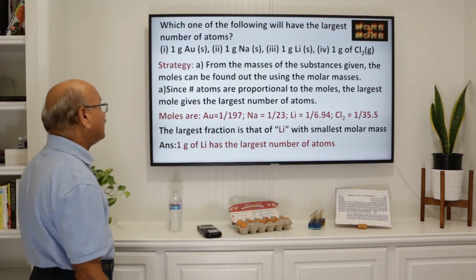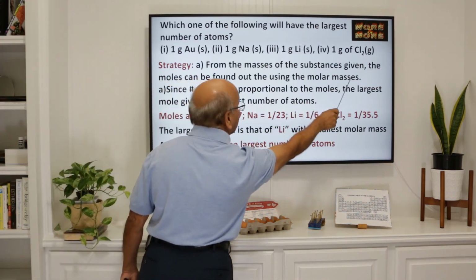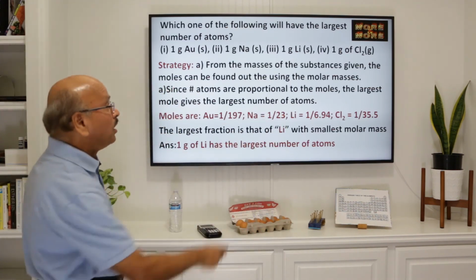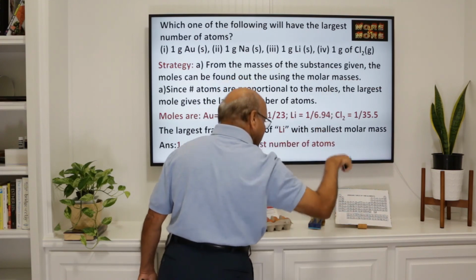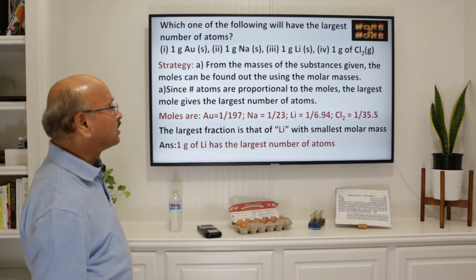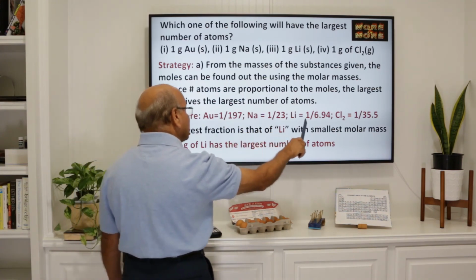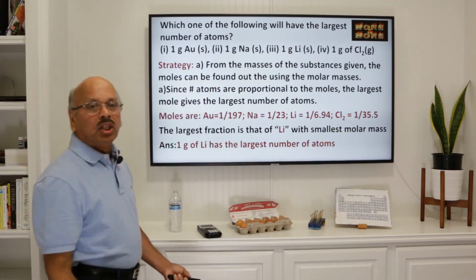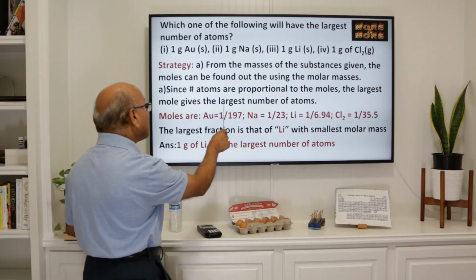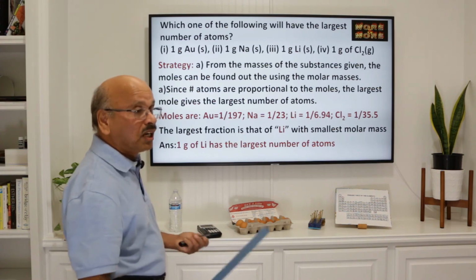So what's the strategy? Okay, we can say that from the masses of the substances given, we can easily find the moles using the molar masses of each of them. Now we can find the molar mass of all of these substances from the periodic table. The atomic mass expressed in grams per mole is going to be the molar mass. So you can divide each 1 gram by the molar mass, and you're going to get what? The moles of each of them. Now, since the number of atoms are proportional to the moles, because moles to number of atoms, you just multiply with Avogadro number.